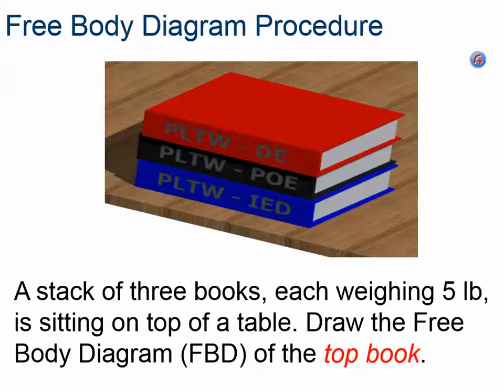All right, let's talk about another example. Let's say we have some textbooks. You don't have to write this in your notes. Let's say you have a stack of textbooks, DE, POE, IED, PLTW books. They each weigh 5 pounds and they're sitting on top of a table. What would the free body diagram of the top book be?